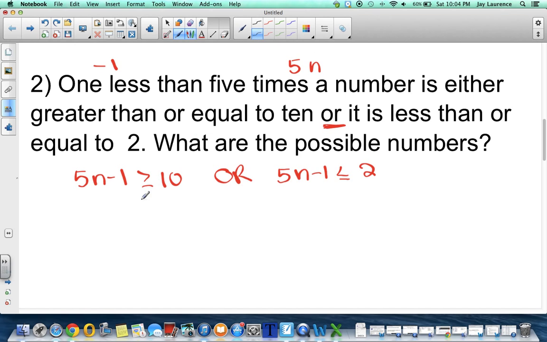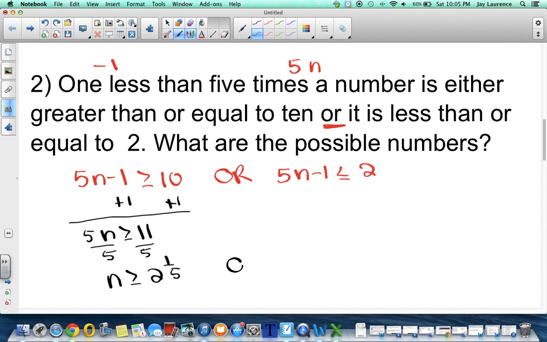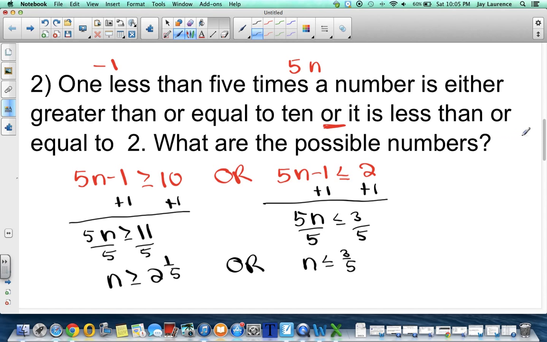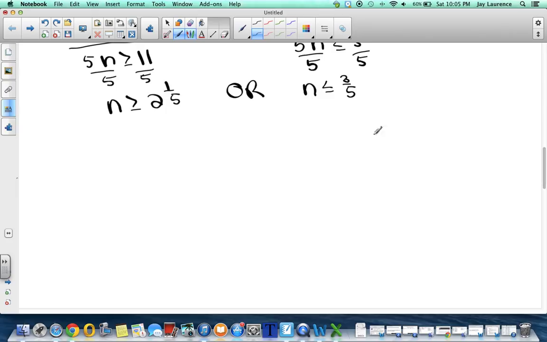Just like the last problem, I'm going to solve each part. Plus 1 to both sides, 5n is going to be greater than or equal to 11. Going to divide by 5, going to divide by 5, and it's going to be greater than or equal to 2 1/5. Or, add 1 to each side. I'm going to get 5n is less than or equal to 3. I'm going to divide by 5 and divide by 5, and I'll get n is less than or equal to 3/5. Okay, a little bit more than halfway. And this is an or.